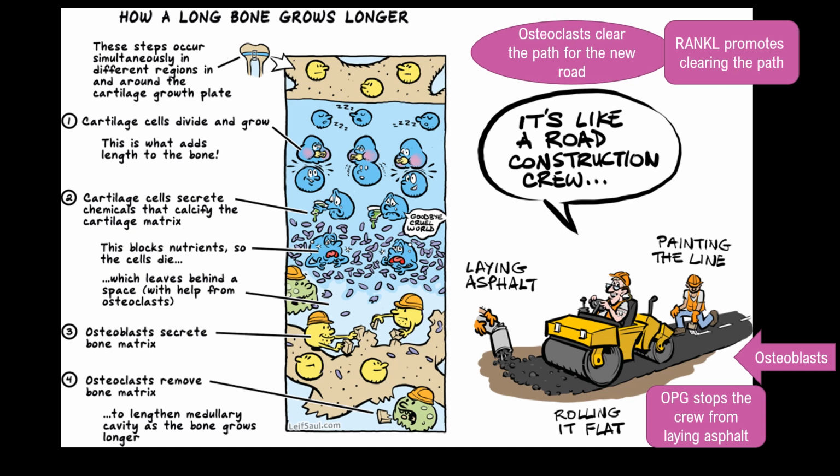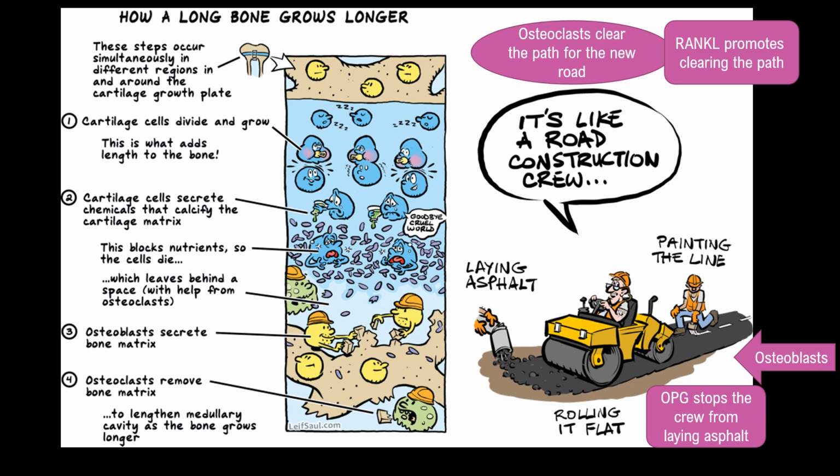This image is a little analogy to help understand bone remodeling. You never knew you were going to be civil engineers when you went into nursing school. So this goes over some of the steps of how a long bone grows longer. These steps are occurring simultaneously in different regions around the cartilaginous growth plate. Cartilage cells are dividing and growing, and this is what adds length to the bone. However, cartilage cells then will secrete a chemical that calcifies the cartilage matrix. That chemical blocks nutrients, so those cartilage cells die, which leaves behind this space.